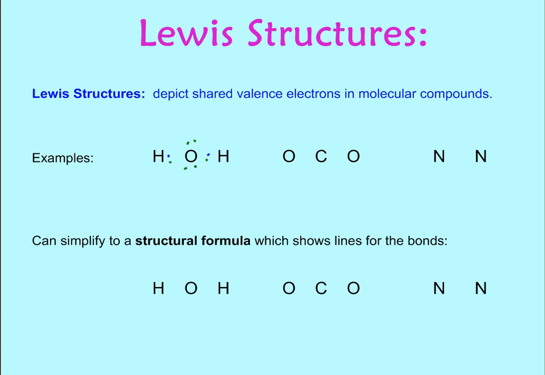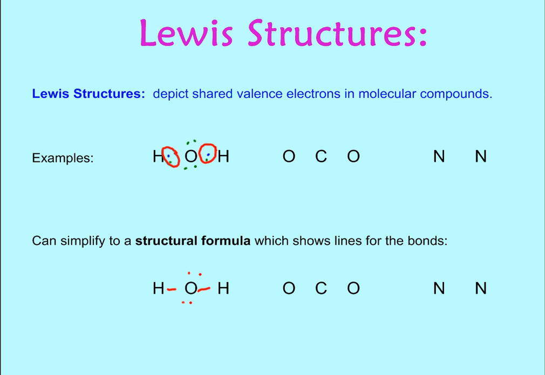Now, by drawing the Lewis structure, I can see that the bond is formed by sharing an electron from hydrogen and from oxygen. It says you can simplify by drawing a structural formula, just drawing lines instead of the bonds themselves. So that is a more simplified formula known as the structural formula.